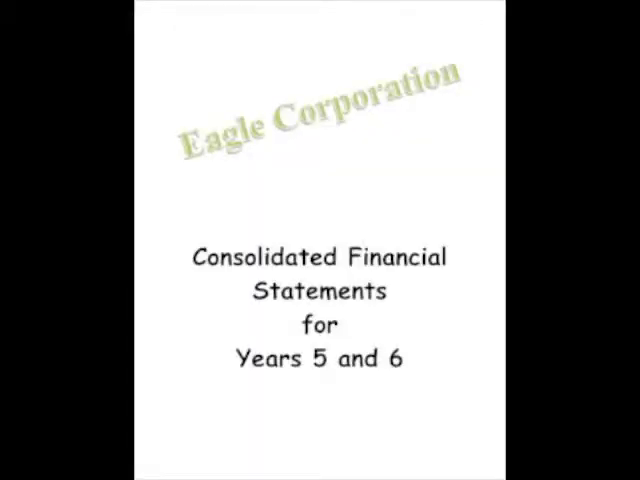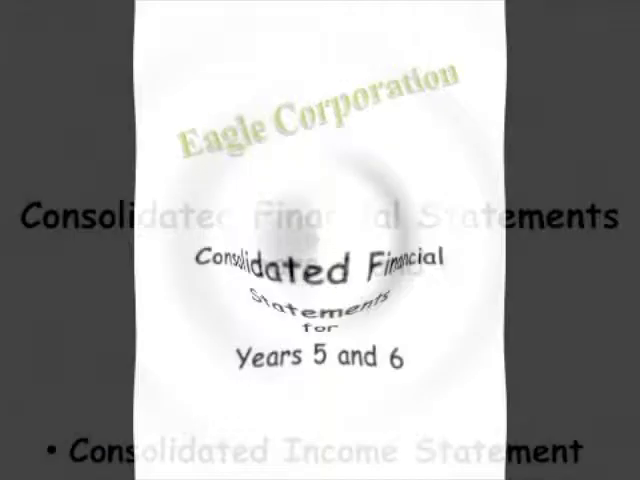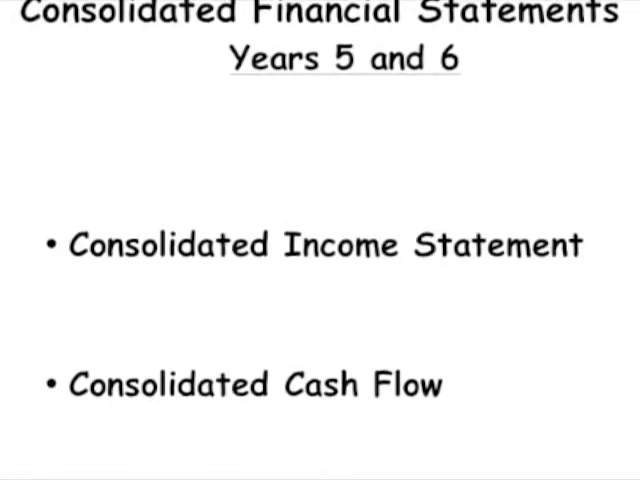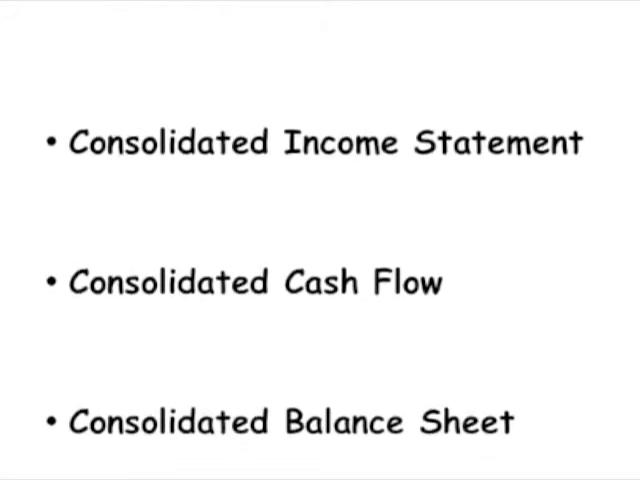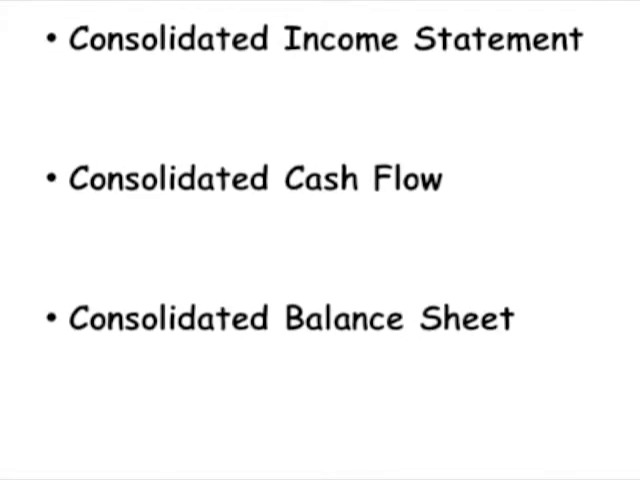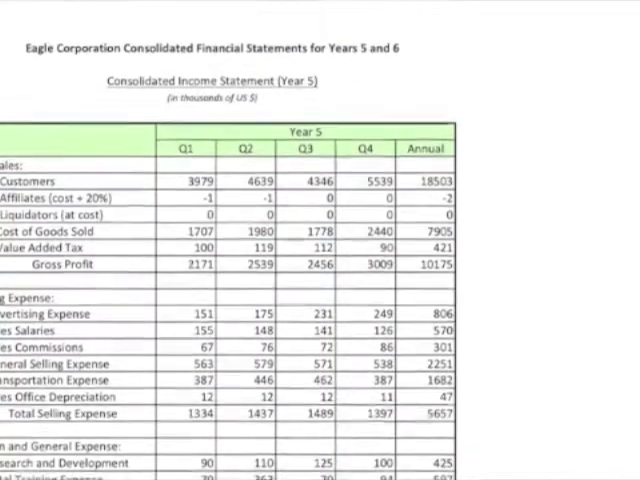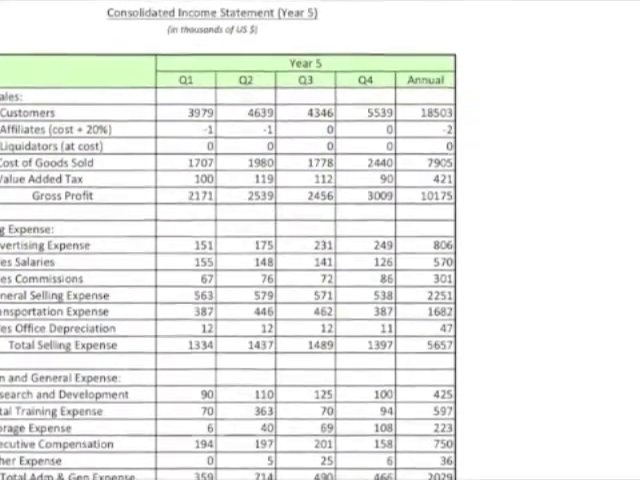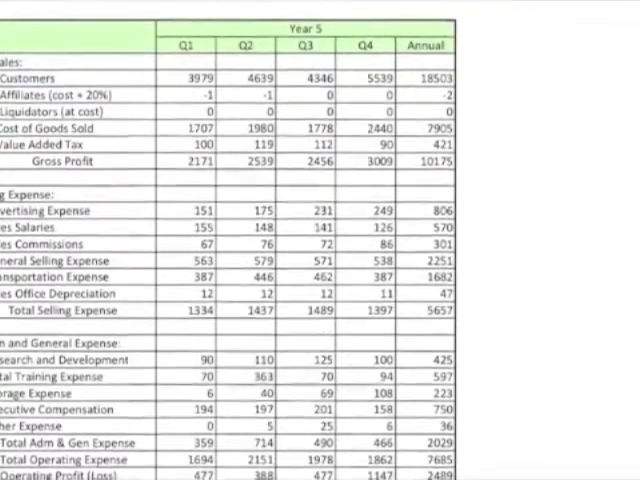My name is Sharon Kok, and I will discuss the consolidated financial statements for Eagle Corporation. In the decision-making process, we discussed various methods and strategies that would maximize profit by increasing sales and lower selling expenses and to follow a conservative outlook in the future. Now, I would like to discuss our consolidated financial statement that includes the consolidated income statement, consolidated cash flow, and the consolidated balance sheet. In our analysis of the consolidated financial statements for years 5 and 6, both our gross and operating profits consistently rose from quarter 1, year 5 to quarter 4, year 6.